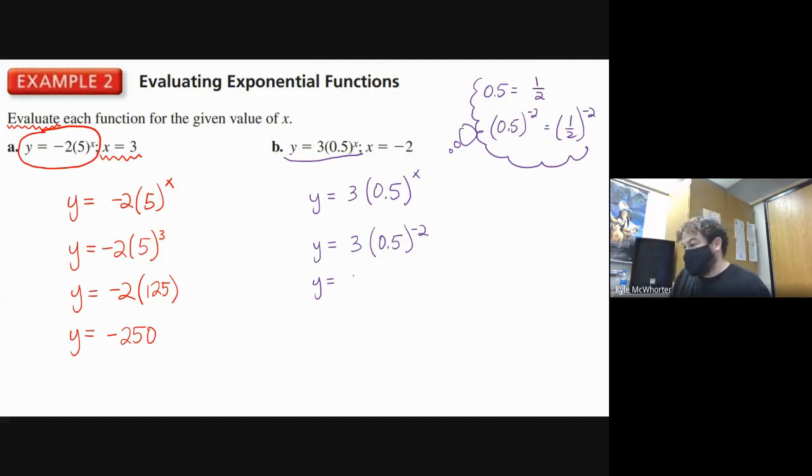So I'm going to rewrite this as 3 times 1/2 to the -2 power. Because it's going to be easier for me to do the reciprocal of a fraction than to write 1 over 0.5 squared. So the negative part flips over the fraction. When you have a negative exponent, that means do the reciprocal of the base. So this is 2 over 1, which is just 2. And that makes the exponent become positive.